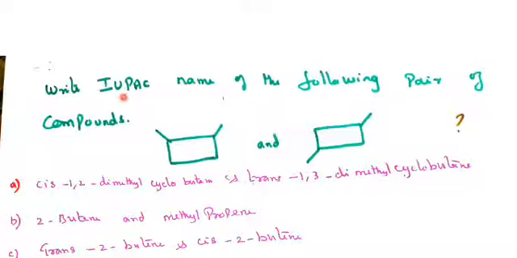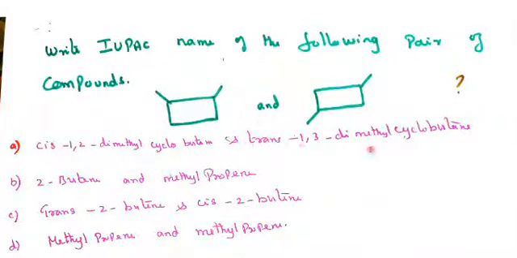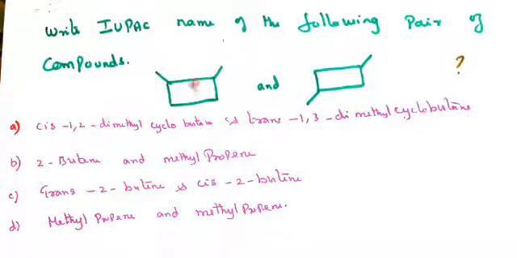Write the IUPAC name for the following pair of compounds. Here one square box and here one rectangular box is given. What we can consider is that a closed chain is called cyclo. If it is 3, it is cyclopropane; 4 means cyclobutane. So these two are cyclobutanes, definitely. Then each corner is considered as 1 carbon: first carbon, second carbon, third carbon, fourth carbon.